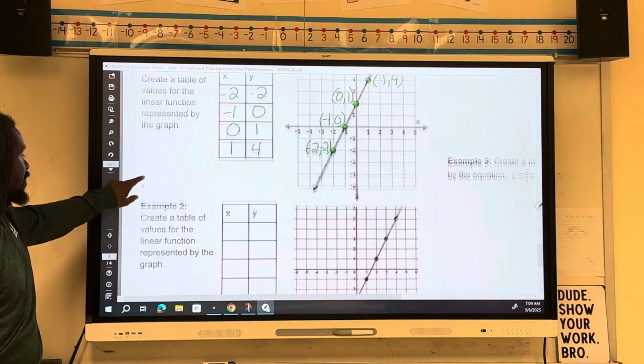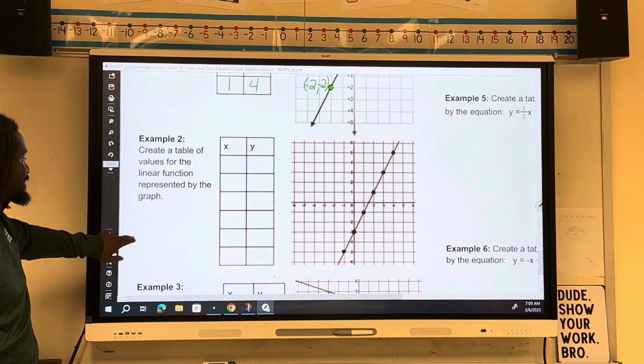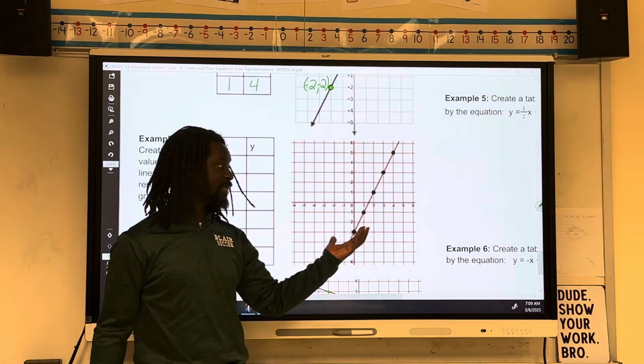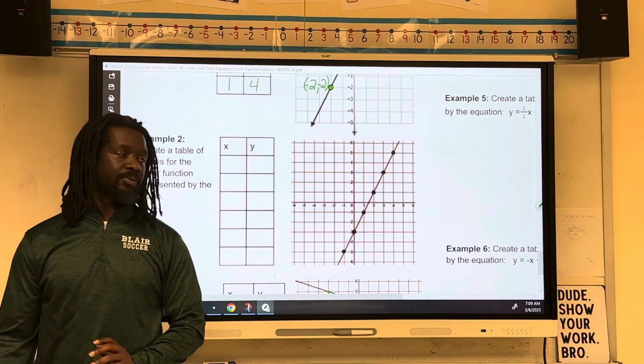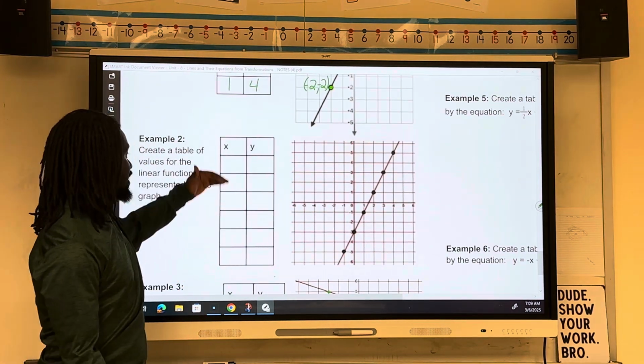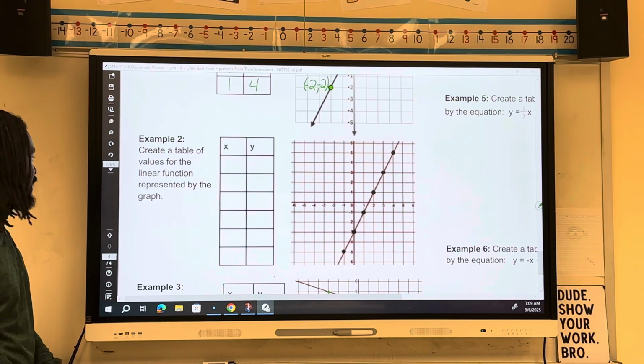All right, now, so I want you to go ahead and pause this next example. And again, I was kind enough to give you the points labeled. So find the points, label them, and then just put it in the XY table.